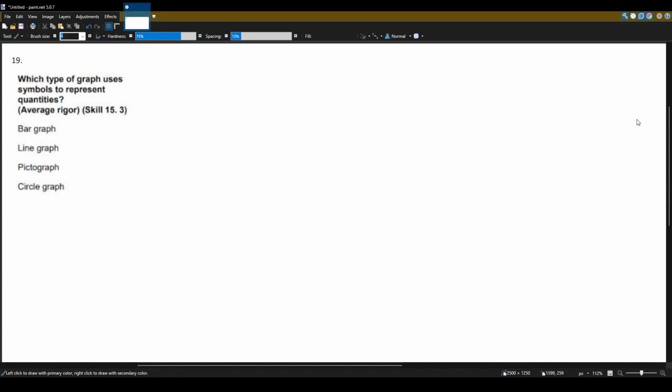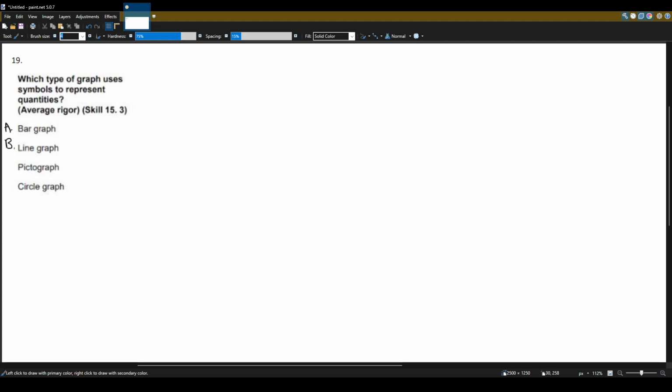Here we have another math CST question. Which type of graph uses symbols to represent quantities? So let's just run through each of these one by one. It looks like I forgot the letters here, so let me just put them in real quick.